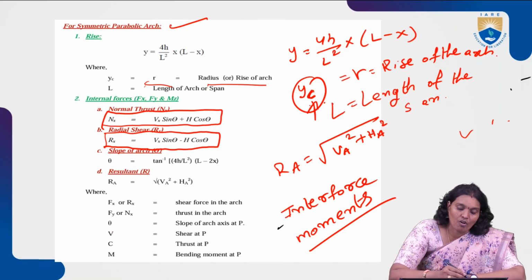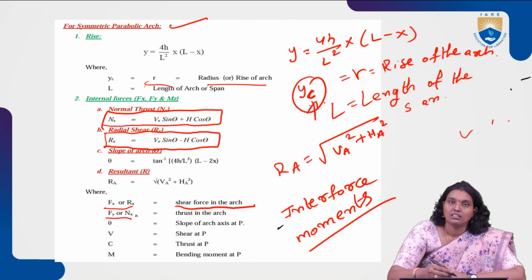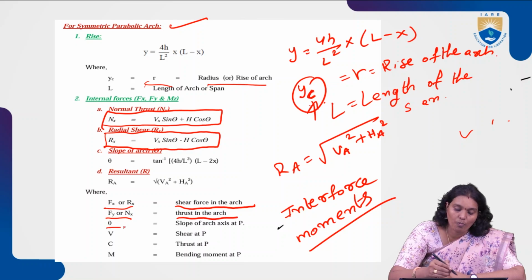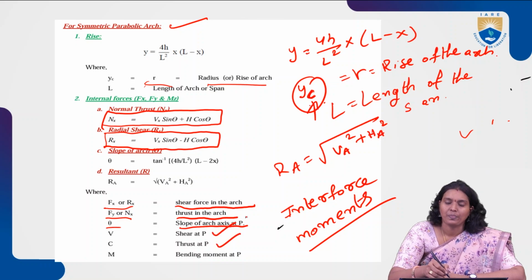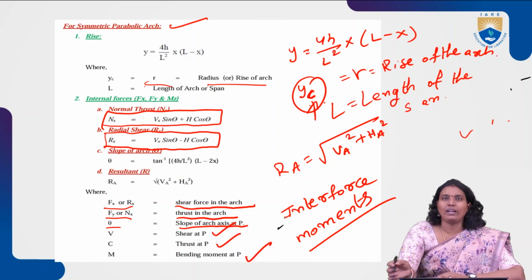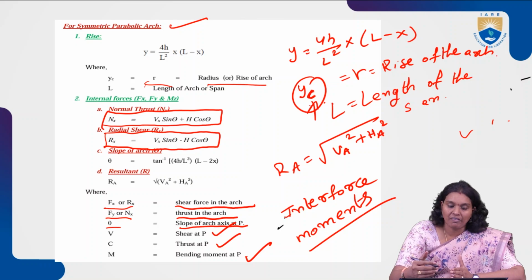Here F of x is nothing but the shear force in the arch, and N, the normal thrust at x, is the thrust in the arch. Theta is the slope of the arch at point P, V is the shear force at P, H is the thrust at P, M is the bending moment at P. So these are the various parameters involved in this symmetrical parabolic arch.